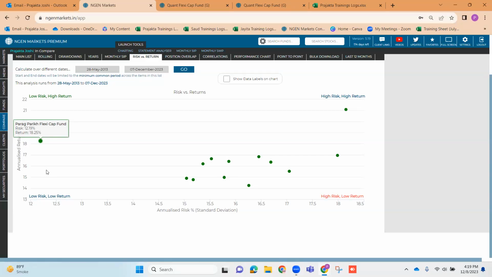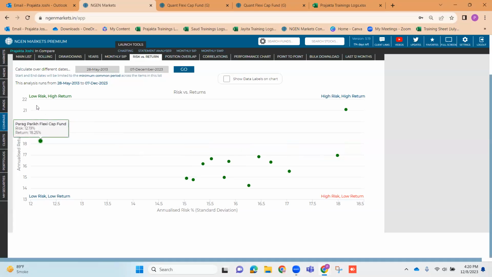On the other hand, if a fund is getting plotted on the right hand side or extreme right hand side, it typically has the highest risk in comparison to its peers, right? This is a relative basis classification. As compared to this fund, this has a higher risk because it is appearing on the right hand side.